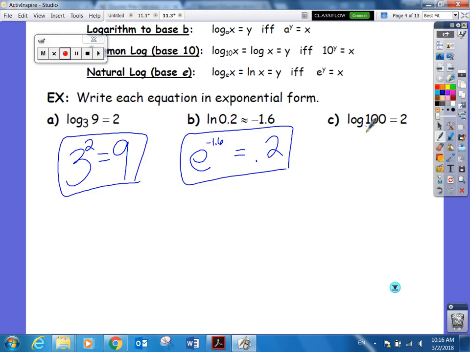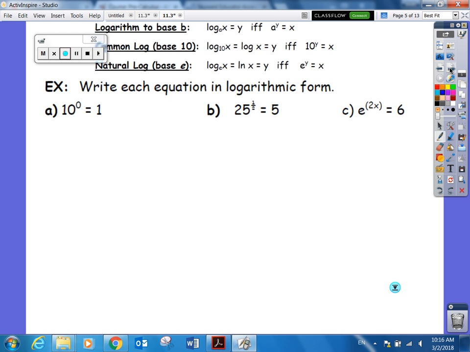If you need to put that there for your own sake in the work, that's fine. Just never include it in your final answer. So 10 to the 2 equals 100. So we went from log to exponential. Now we're going to go the opposite. It's given an exponential. We want to write it in logarithmic form.